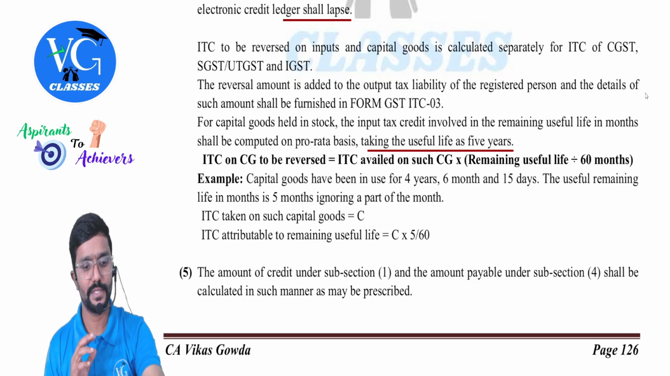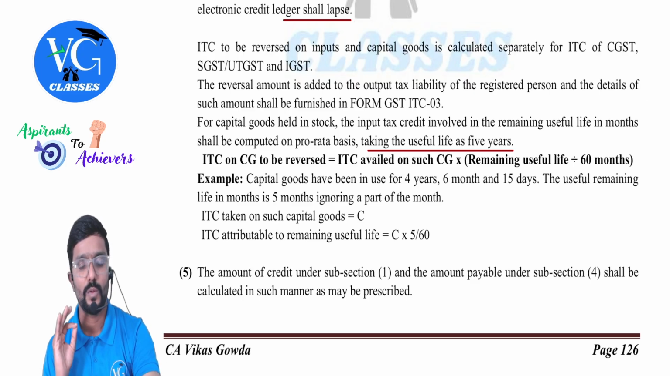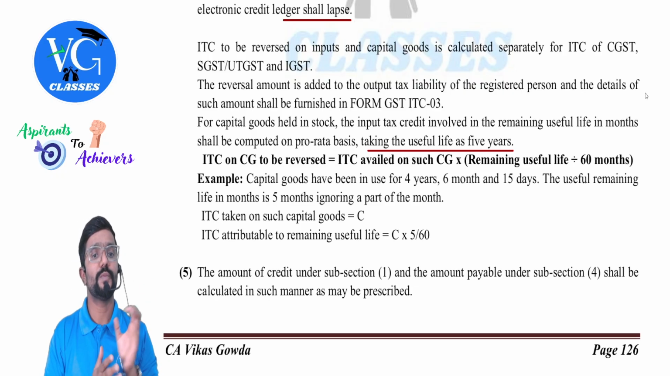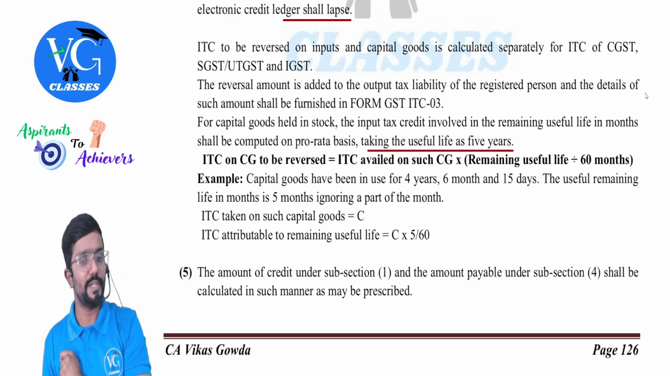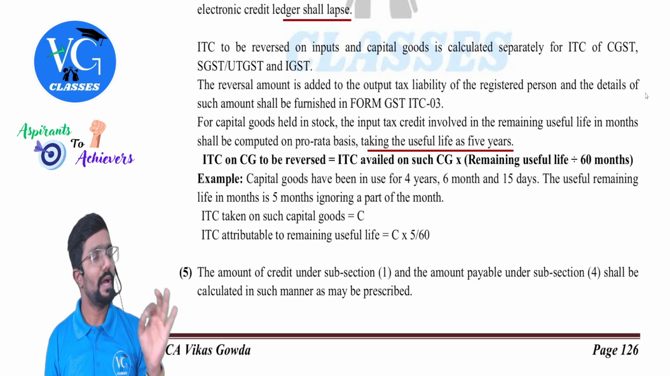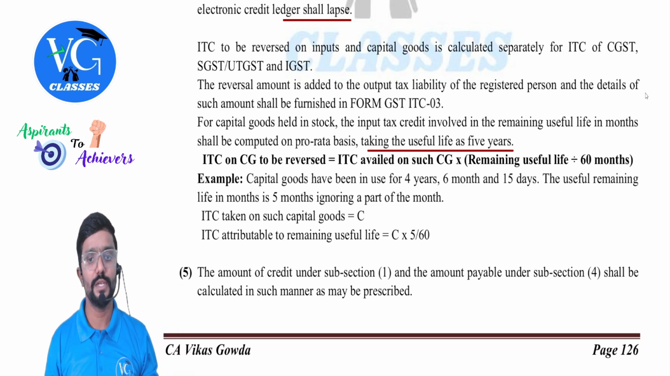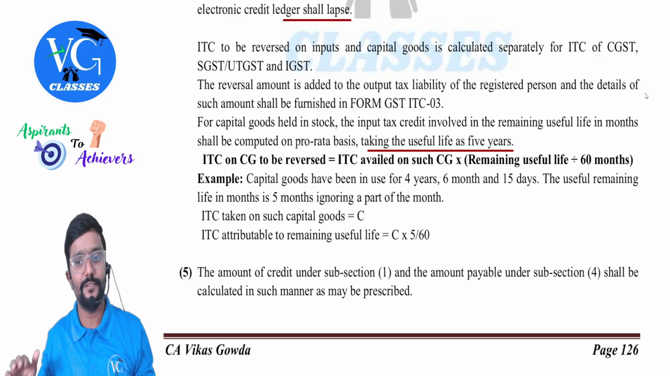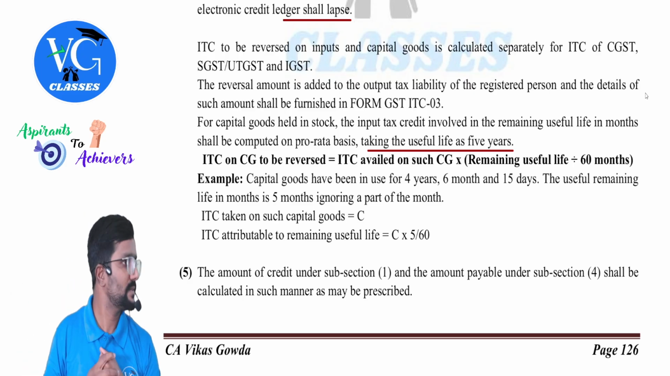60 months, guys. Done now? Yes. Let me continue. ITC on capital goods is to be reversed. How much has to be reversed? ITC already claimed on capital goods into remaining useful life divided by 60 months.